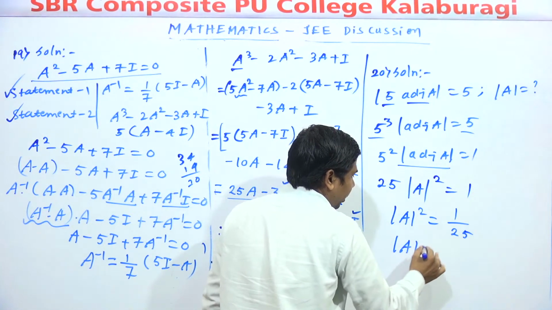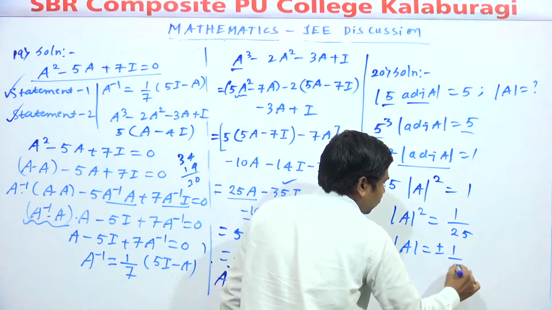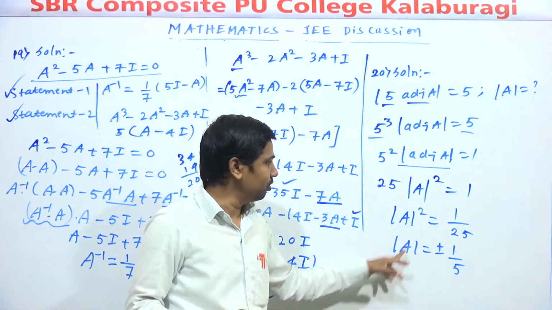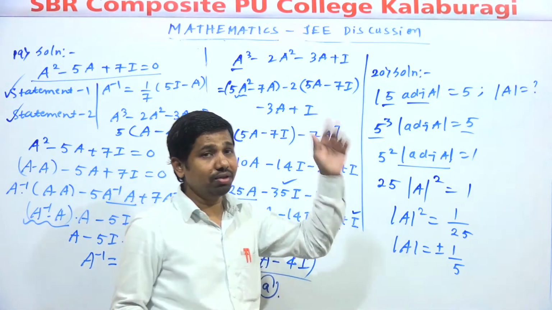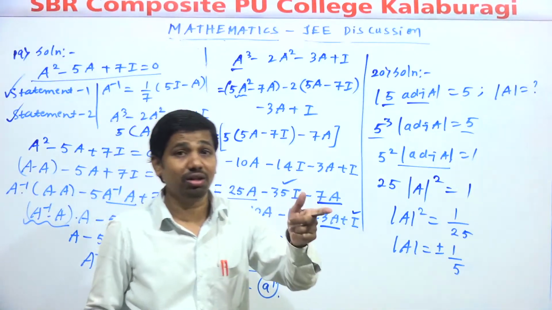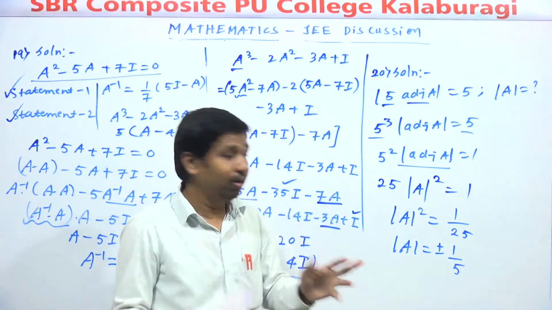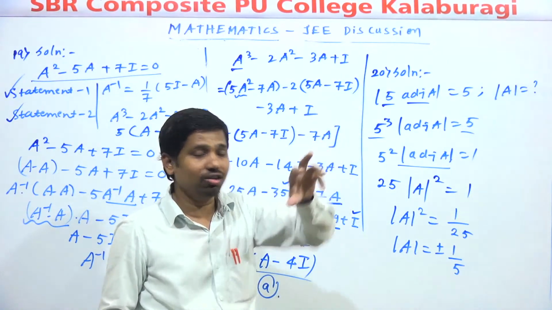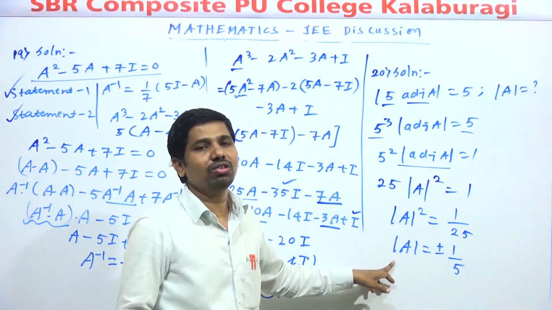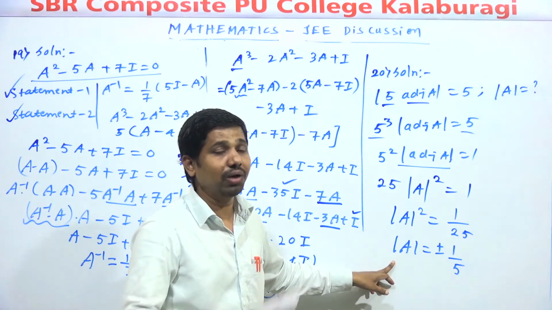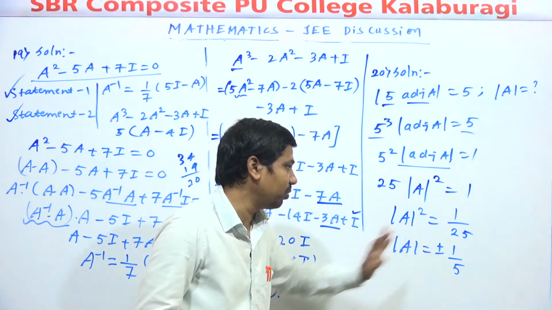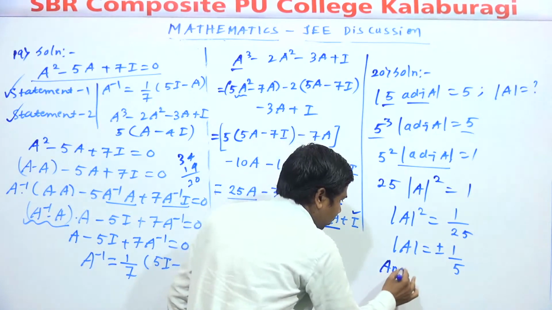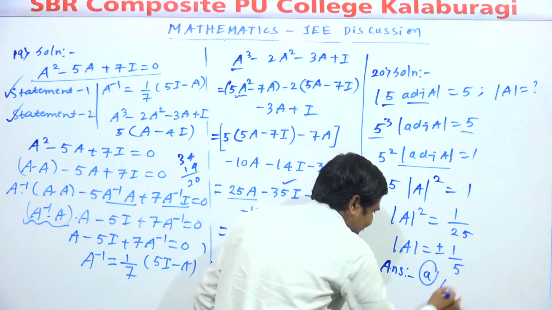So determinant of A is equal to plus or minus 1 by 5. Don't take it as a modulus, right? It is not modulus, it is a determinant. In the first example, what we did was the modulus of alpha, but this is the determinant of a matrix. That was a constant, so modulus applied there, but here it is a matrix. It is not modulus, it is a determinant value, the value of the square matrix. So determinant of A is plus or minus 1 by 5. Which option is correct? The first option is correct, right?